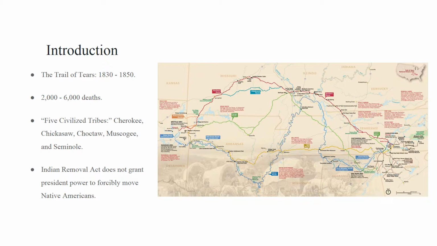The Native Americans mainly involved in this migration were known as the 5 civilized tribes. The Cherokee, Chickasaw, Choctaw, Muskogee, and Seminole Indians were all included. Though Indian removal was approved by Congress through the Indian Removal Act of 1830, of particular note is that the bill did not give the President power to forcibly remove the Native peoples from their lands.